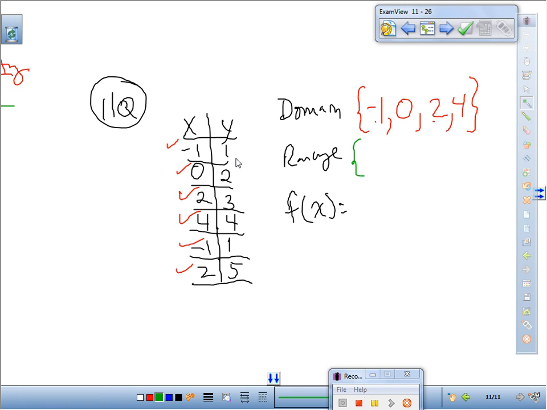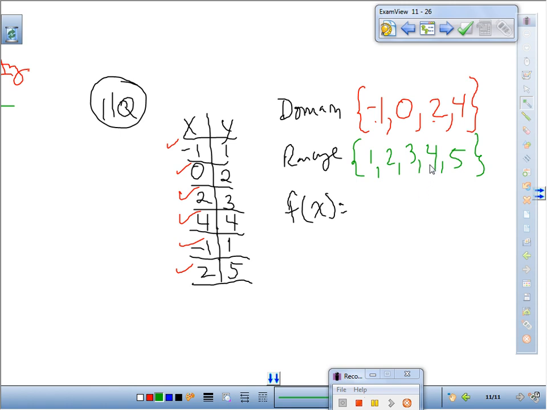The range. I'm going to rewrite all these here, but without repeating, from lowest to highest. So I'm going to start with 1, 2, 3, 4. 1 repeats, I already have it, and then 5. Hands up if you got that.